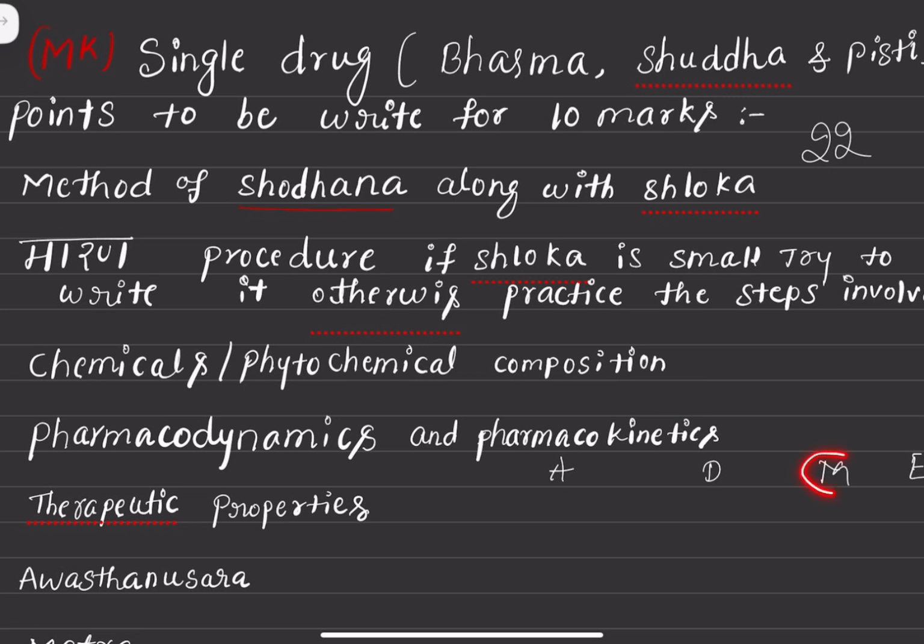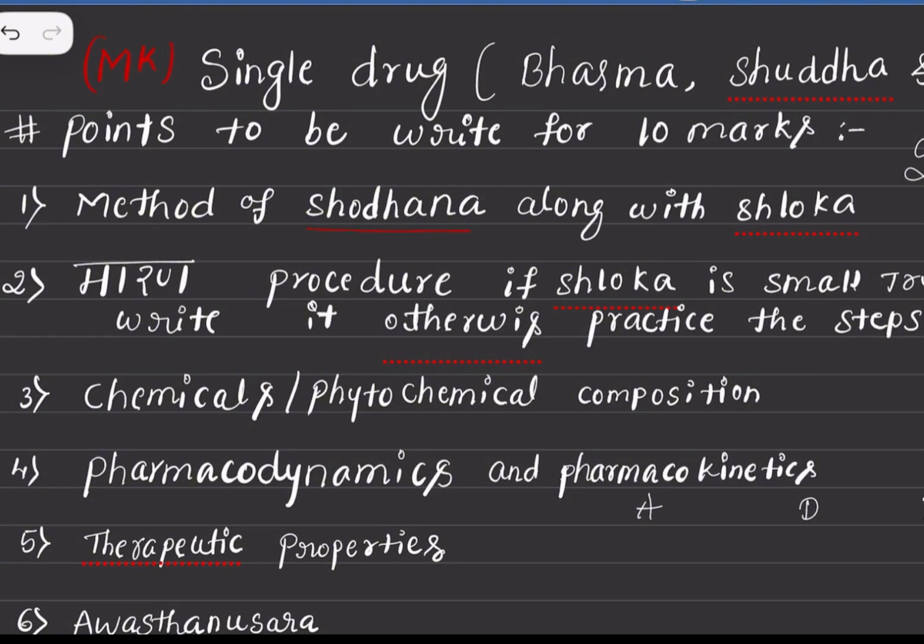The next one is metabolism, how the metabolism is going to take place. For example, if you take abhraka bhasma, how is it going to be metabolized in the body? If we take abhraka bhasma along with some other liquid or any anupana, how is it going to be enhanced? We need to mention that point.